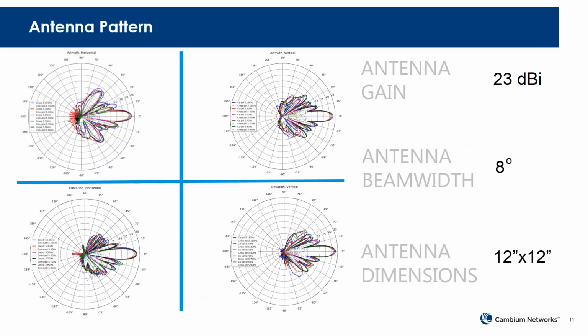This is the antenna pattern for the PTP 550. The antenna gain is 23 dBi. Antenna beam width is about 8 degrees, and the dimension is 12 inches by 12 inches.